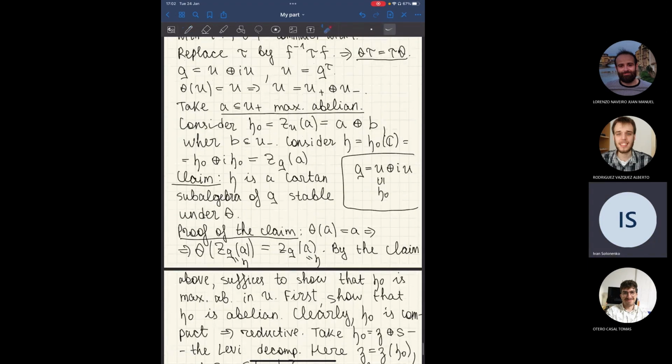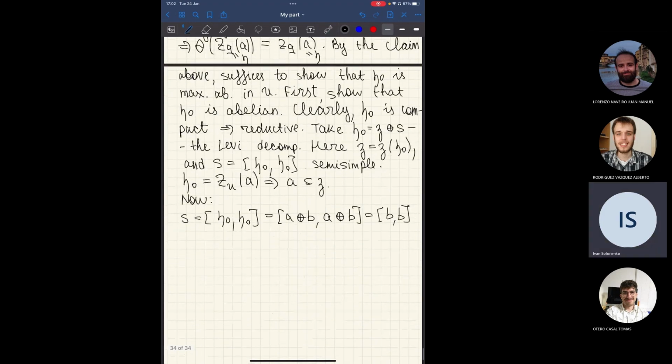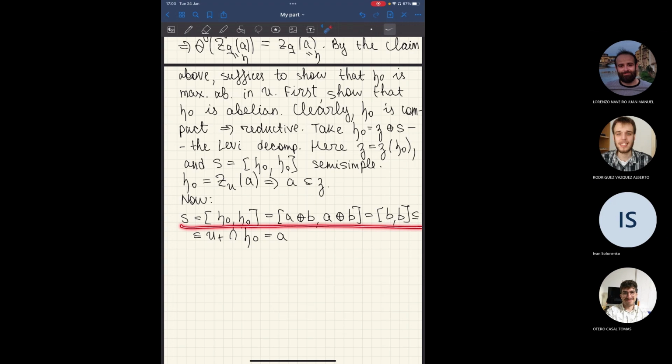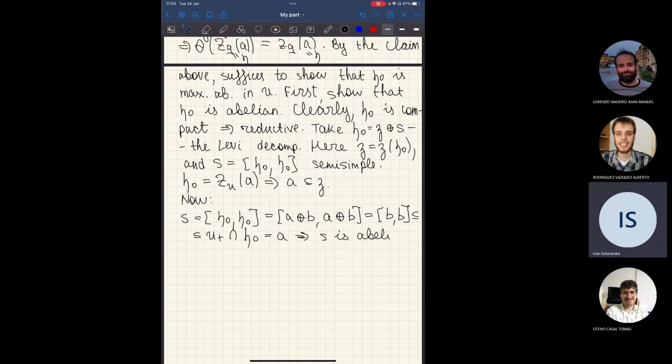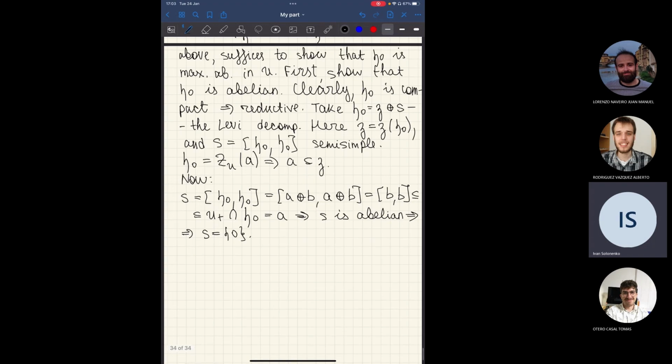Right? But then look, A is in here, in U plus, B is in U minus. And the commutator of two things in U minus lies in U plus. So this thing lies in U plus, but also obviously it lies in H naught, because originally B lies in H naught. And so this is A. So now all of a sudden, S lies in something abelian, but it was semi-simple. So it is 0. Because it was semi-simple.